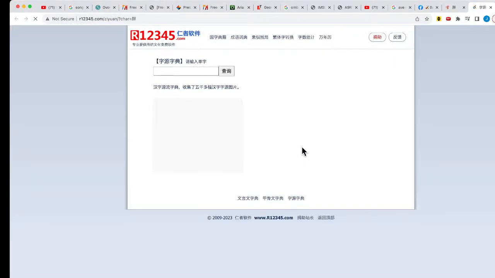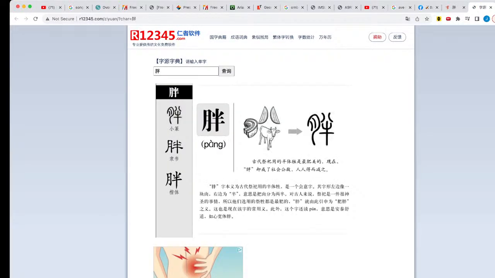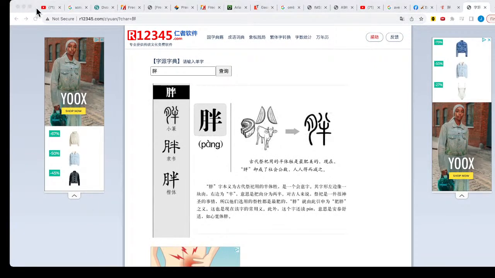Now this character, let's take a look at it. You see, on the left-hand side, there's a piece of meat, right? And then on the right-hand side is a half. So it means that in ancient times, when they do sacrifice, they treat this thing very seriously, and usually they pick the best meat possible. Okay, and so fatty meat is considered good meat.